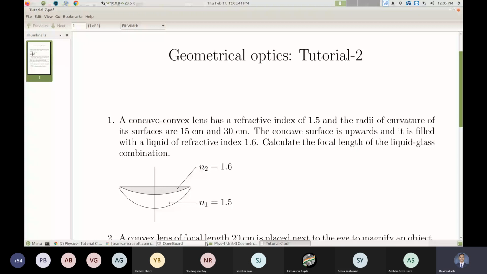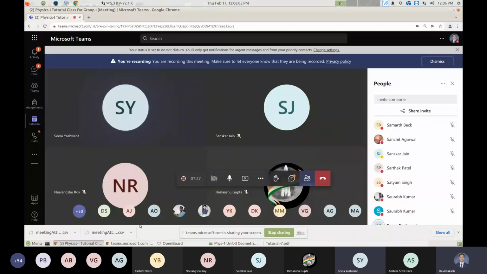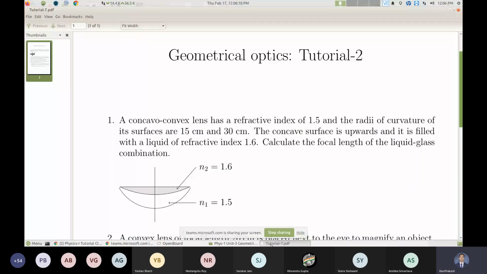If liquid is not there, then how will you solve this problem? So by taking R as 15, it's the given radius of curvature. Sorry, say it again. What are you asking? So refractive index is given as 1.6. So liquid has 1.6 refractive index. Let us ignore the liquid for now, so the combination is just 1.5.